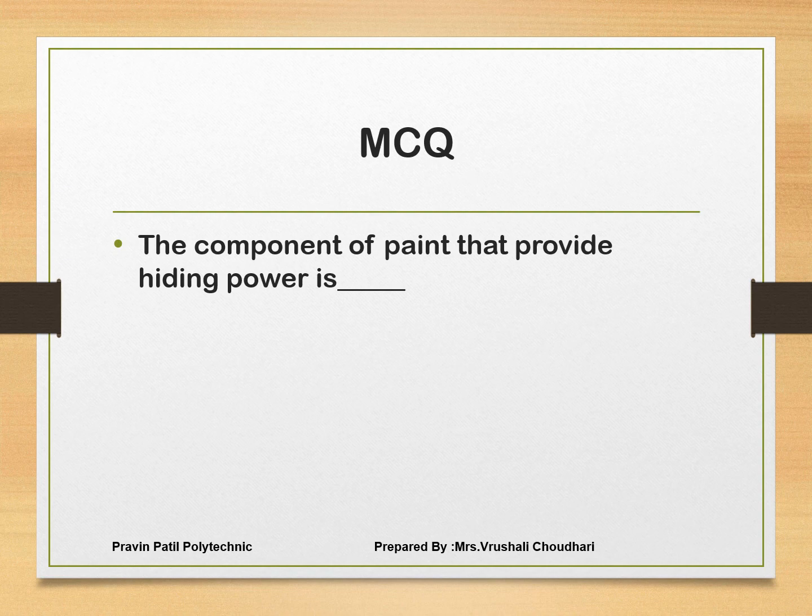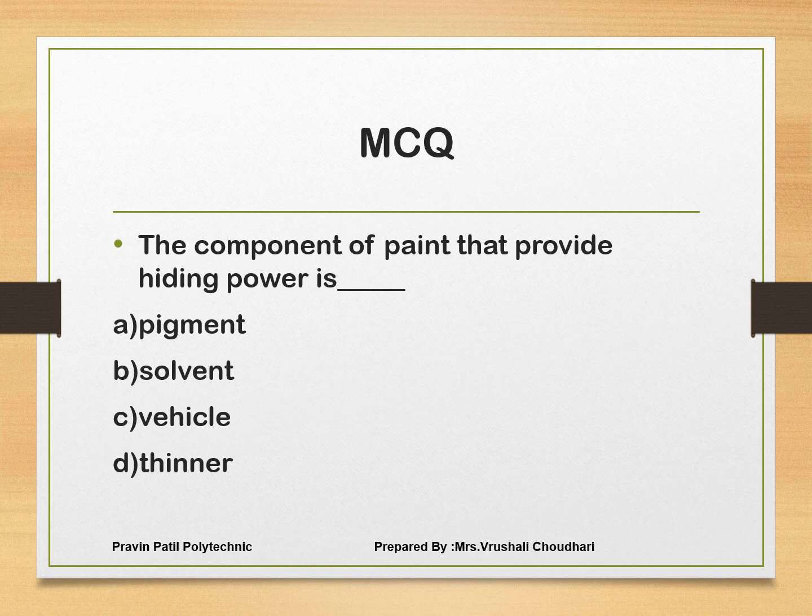The component of paint that provides hiding power is: options are pigment, solvent, vehicle, thinner. Pigments give a different color. Due to the color, the main surface gets hidden. So the answer is pigment.